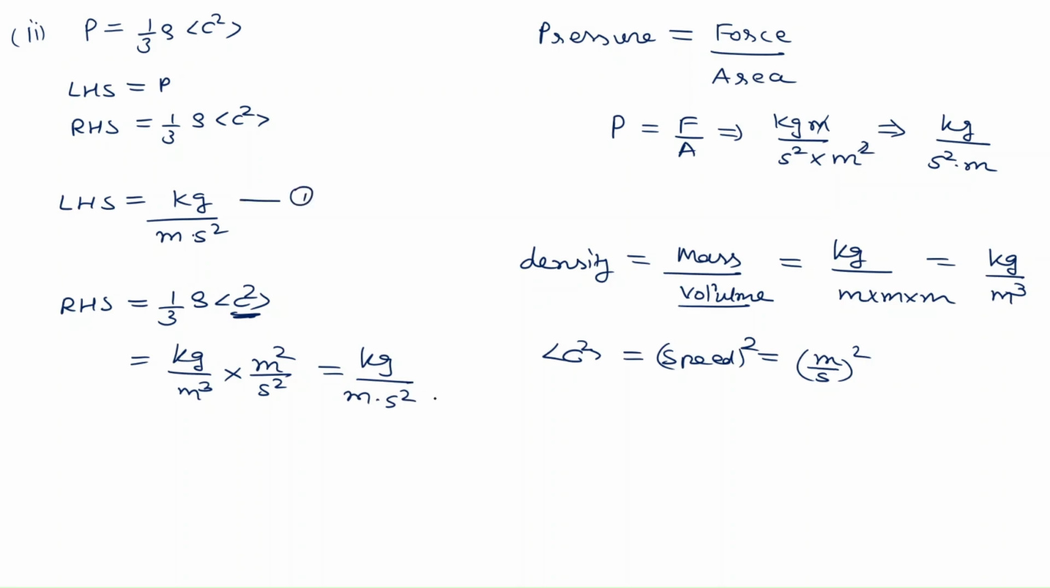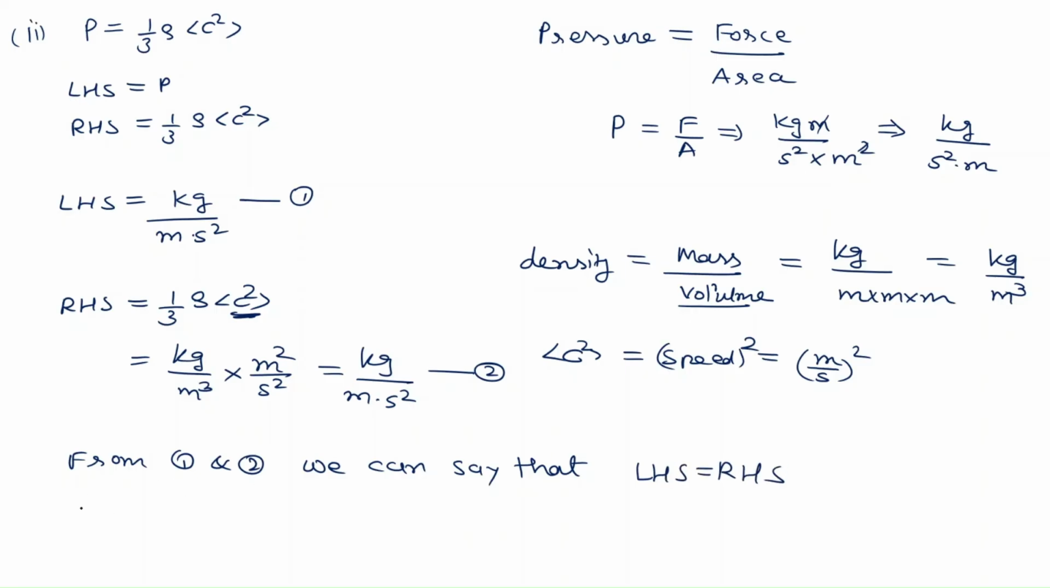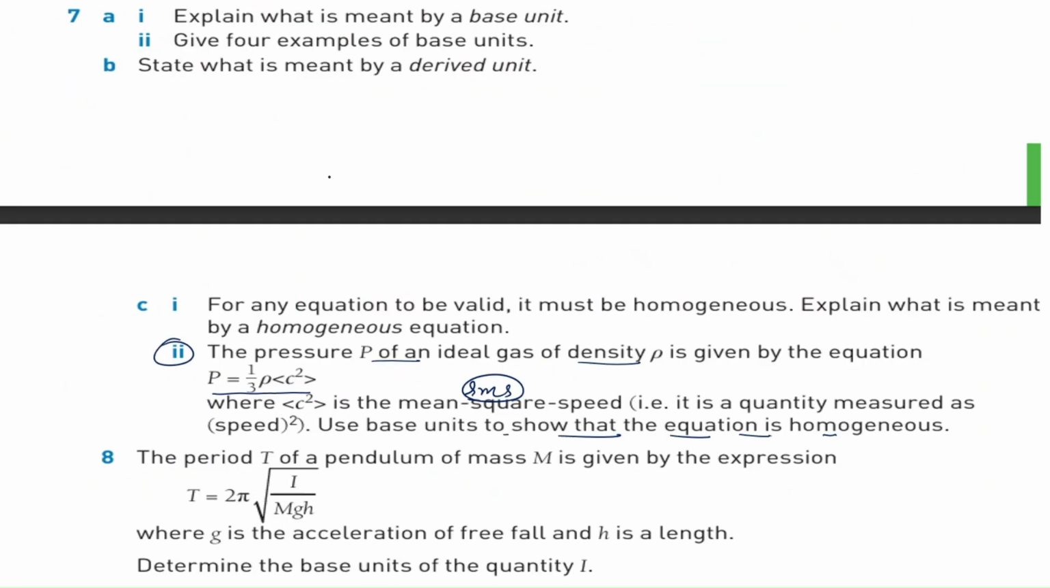From equation 1 and equation 2, we can say that LHS is equal to RHS. Hence, P is equal to one third rho c square. Here we prove that this equation fulfills the homogeneity. Okay, this is the right equation. Now, this is all about question number 7.